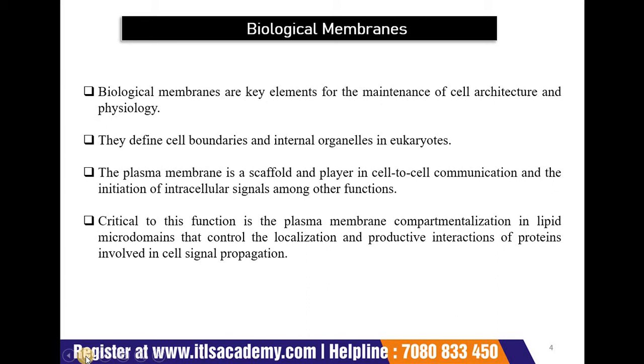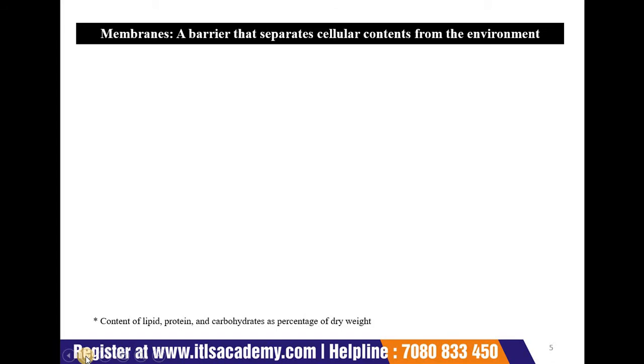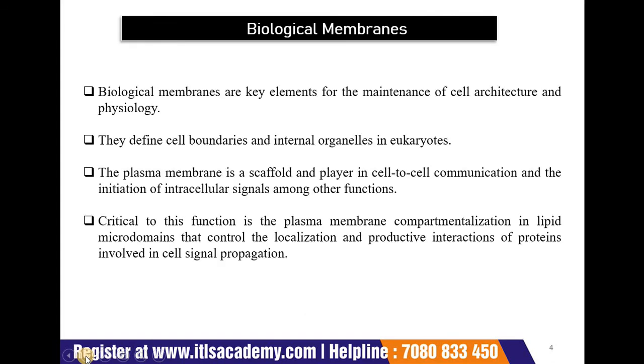The plasma membrane is a prototype cell membrane scaffold, and it plays a very important role in cell-to-cell communication and the initiation of intracellular signals, among other functions. It basically acts as a barrier which separates cellular contents from the environment. It is an absolute necessity for life. The plasma membrane has a selective permeability that mediates the flow of molecules and ions into and out of the cells. It also contains a lot of molecules on its surface that provide for cellular recognition and communication.